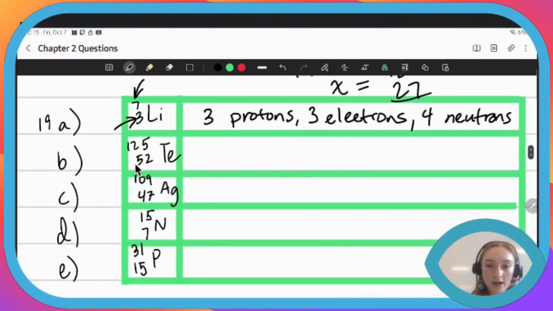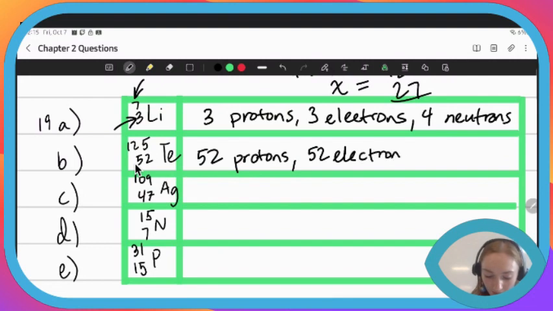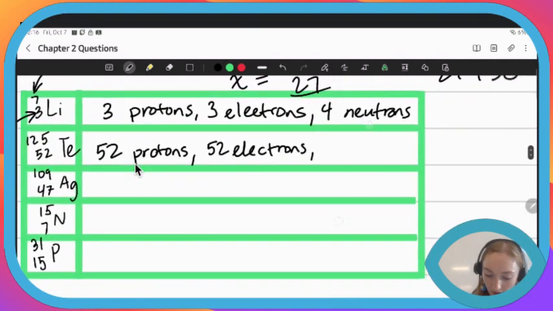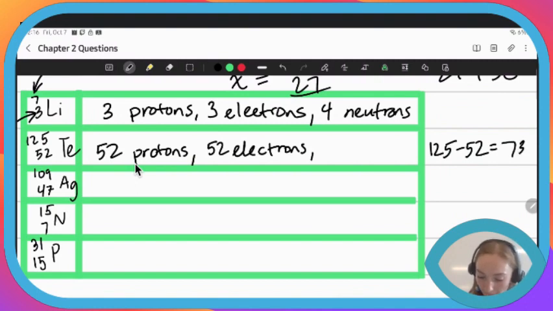And so that's how we figure that out, similar to what we were doing before. So we have this atom here. I don't know what this one is, but it's Te. And we have 52 protons because the atomic number is 52. And since it's neutral, just as before, it also has 52 electrons. And so 125 minus 52, to figure out how many neutrons it has, is 73. So we have 73 neutrons.